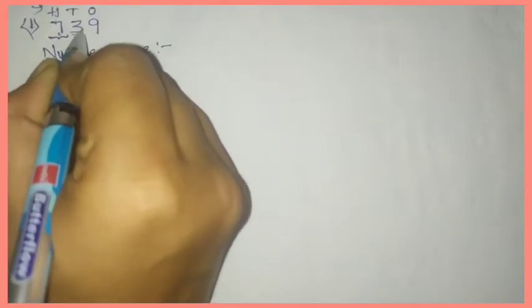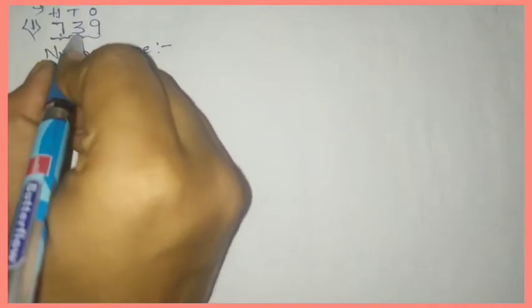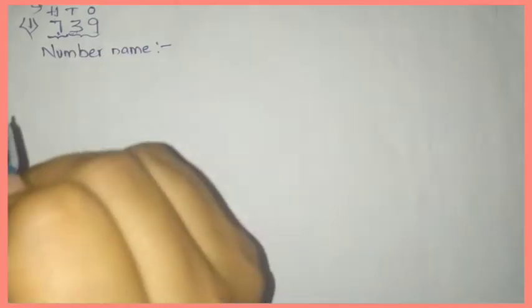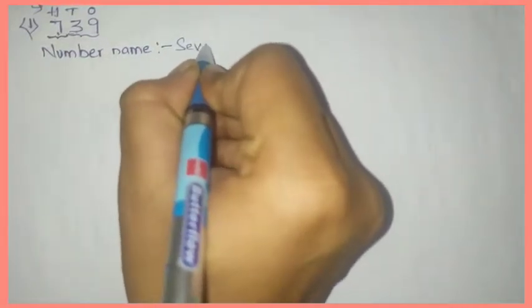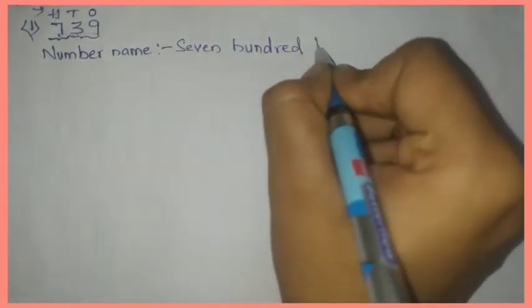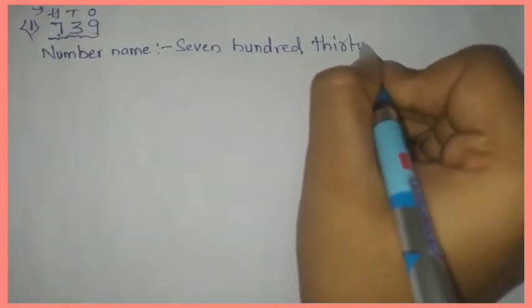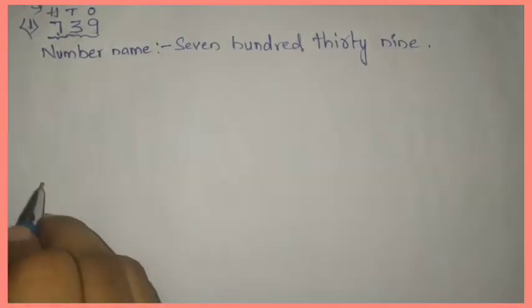After that, for tens and ones, we will write at a time. We should not write 3 tens, 9 ones. We have to write 39. Okay. What is the number name of this one? 739. Okay.